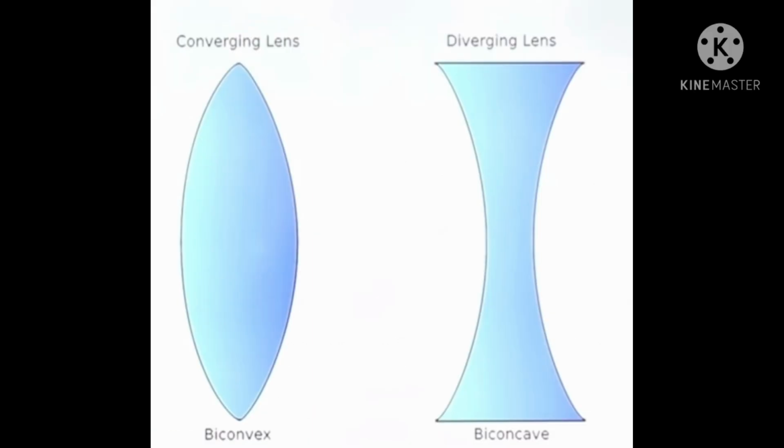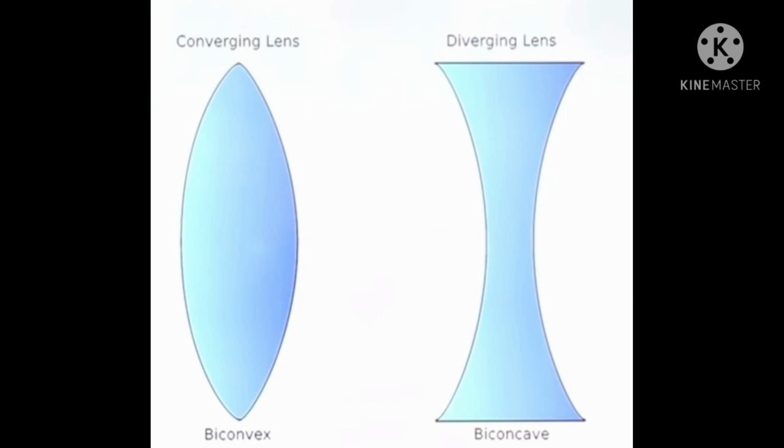Next, spherical lenses. A lens is a piece of transparent glass bound by two spherical surfaces. Lenses play a very important role in our everyday life. The magnifying glass, which is used to see very small things clearly, is a type of lens. Lenses are used in making spectacles, cameras, microscopes, telescopes, film projectors, and binoculars, etc.